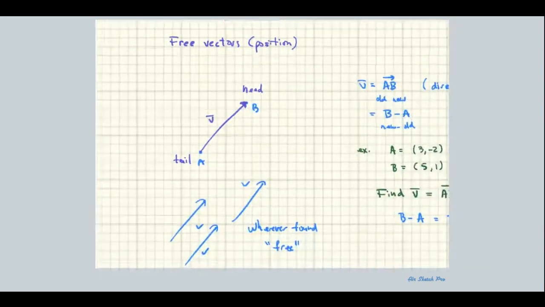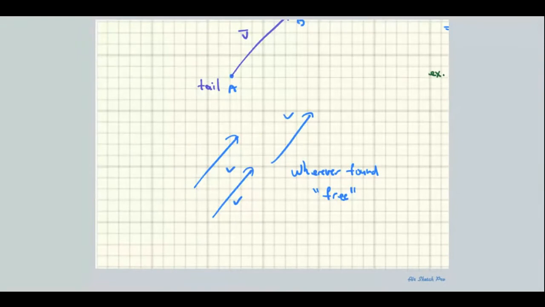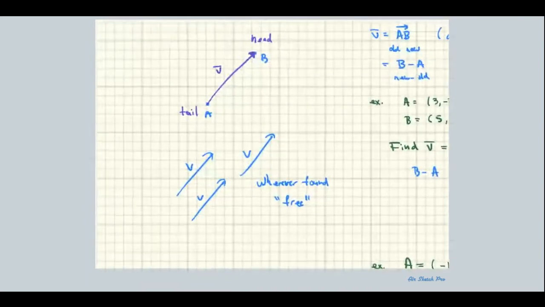Now we call this a free vector because we call it the same vector no matter where we find it on the plane. So it's free to move around the plane, and the thing that stays constant with it is the direction of the vector and the length of the vector. So if I move it 3 units right or move it up or down or whatever like that, it's still the same vector. I can't change its direction. All these are copies of V. Here's V, and there's V, and there's V. All these are still V. No matter where we find it on the plane, it's still V.